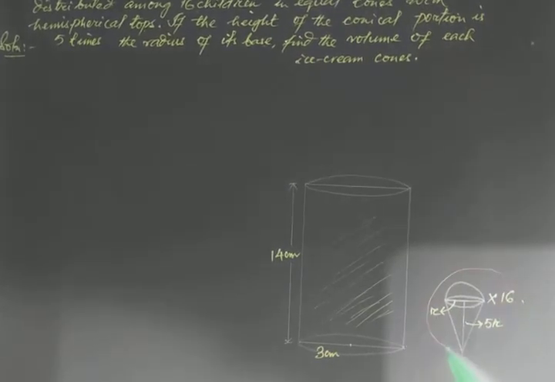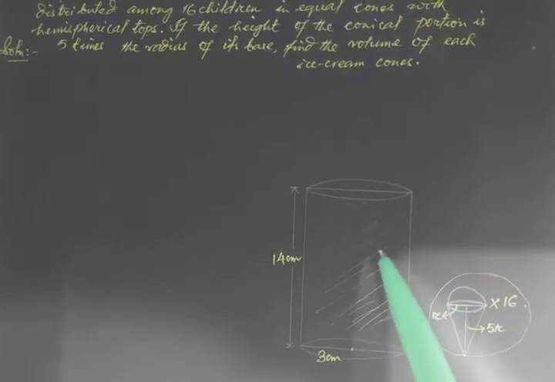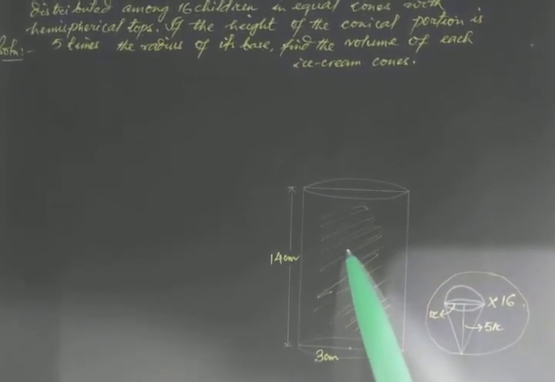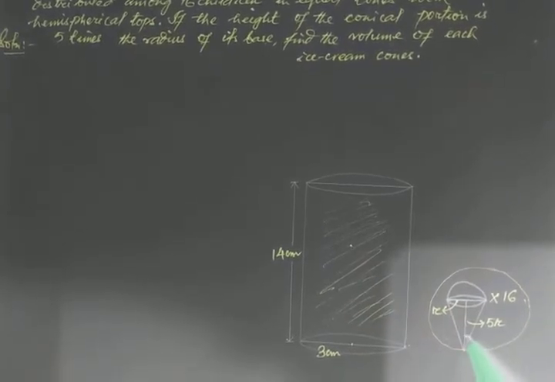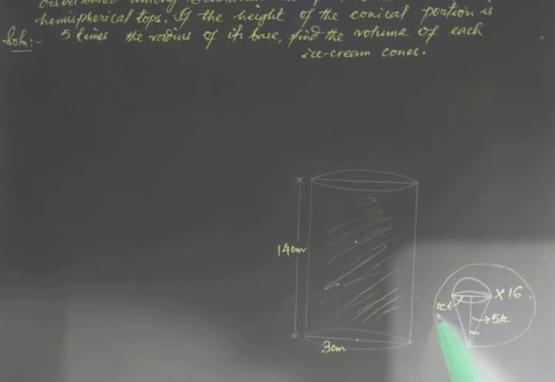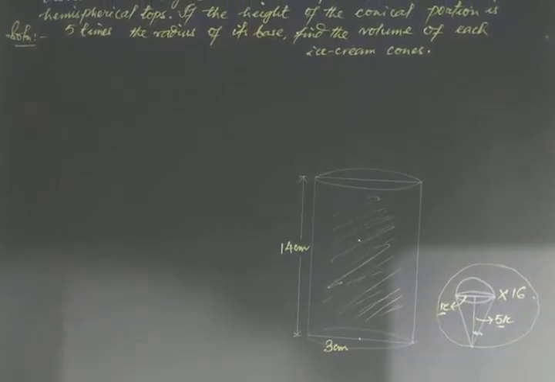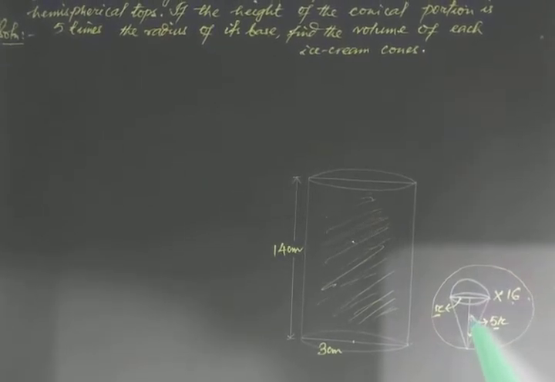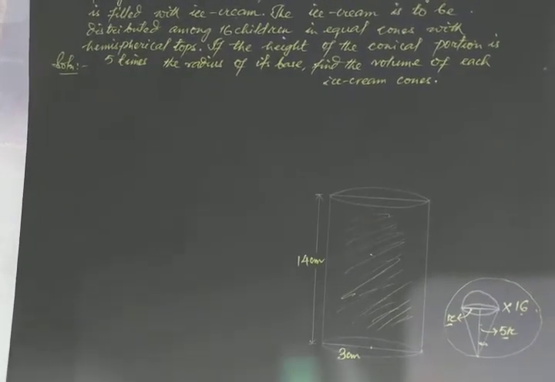Then the volume of all the cones, that means 16 cones together, will be equal to volume of this cylinder, because all the ice cream here will be given to 16 of them. Since we are asked to find the volume of this cone, let's first know the radius and the height. Then only we can find the volume of the cone. Let's remember, 16 into volume of cone will be equal to volume of cylinder.